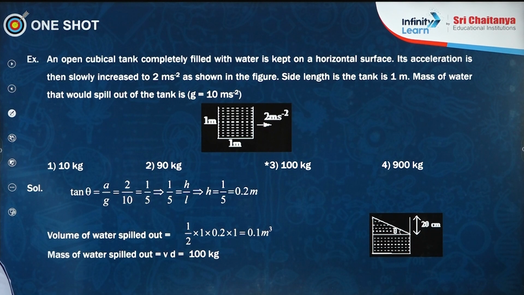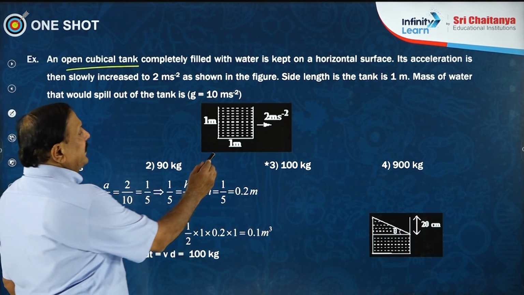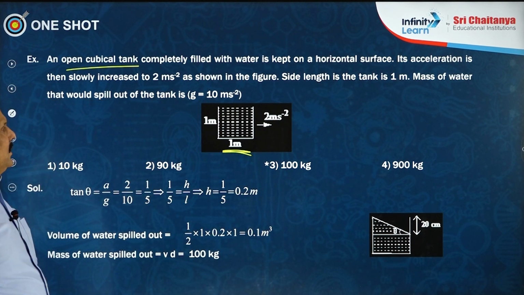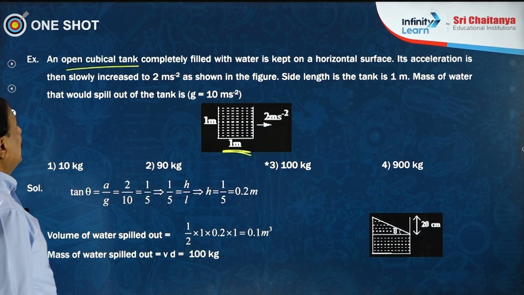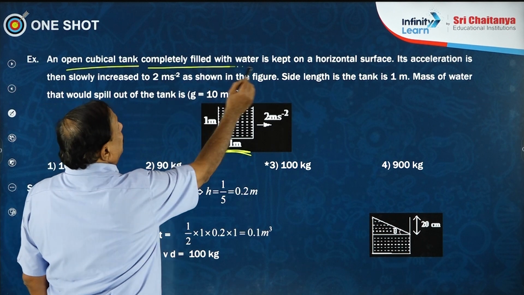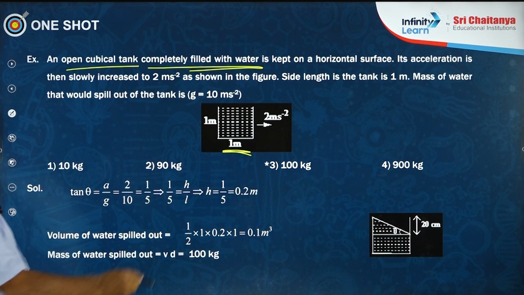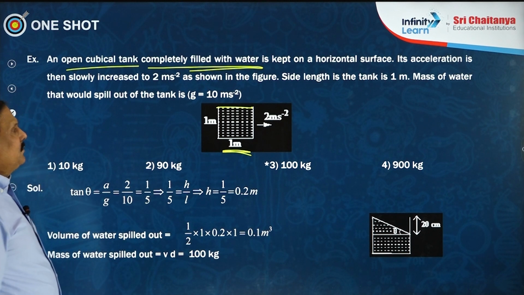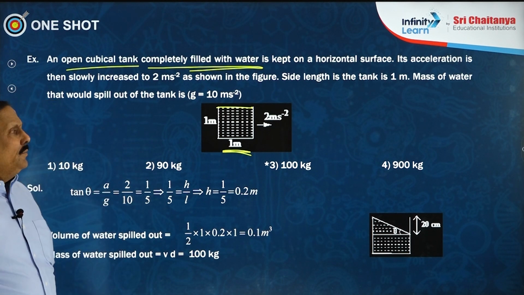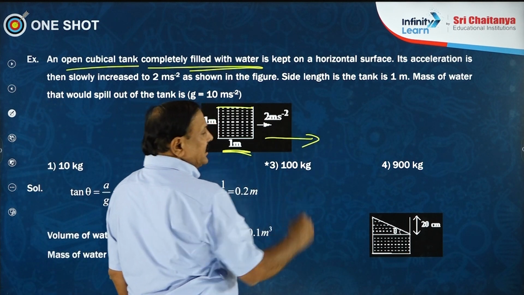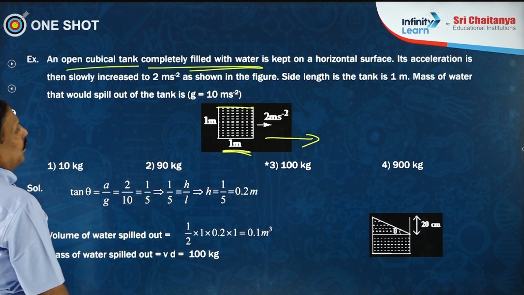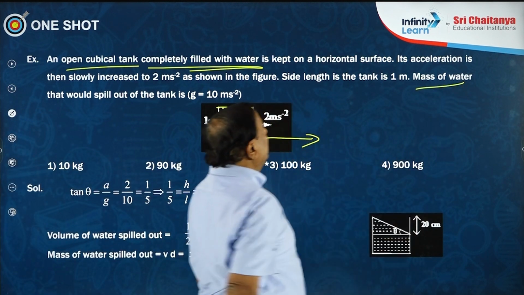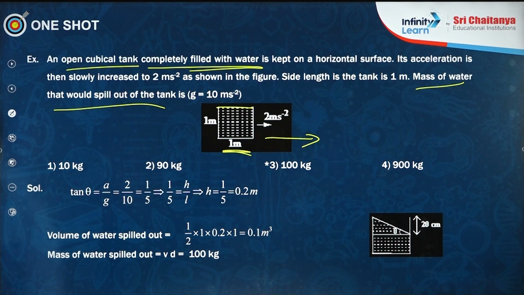Next, based on that concept, we discuss a simple problem. Here there is a cubical vessel, all sides equal, and each side of the vessel is 1 meter. It is kept on the horizontal, and water or any liquid is completely filled in it, up to the brim. Now, this vessel is moving with an acceleration of 2 meter per second square in the horizontal direction. The question is how much mass of the liquid is spilling out of the beaker.